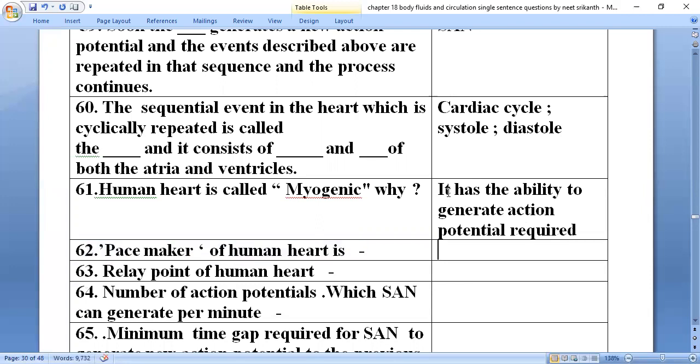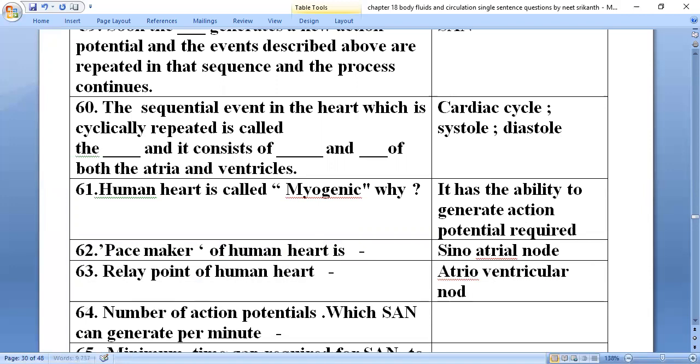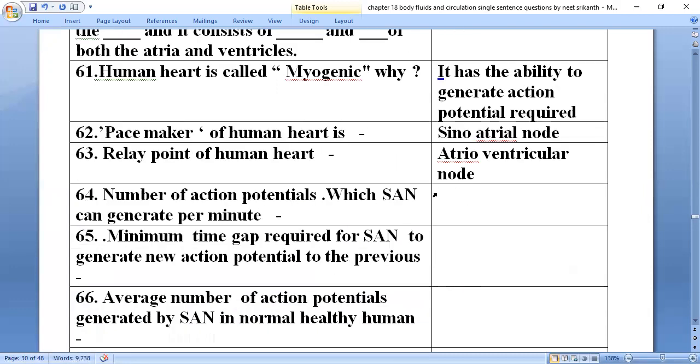Pacemaker of the human heart is the sinoatrial node. Relay point of human heart is the atrioventricular node. Number of action potentials which the sinoatrial node can generate is 100 beats. The minimum time gap required for the sinoatrial node to generate a new action potential after the previous one is about 0.6 seconds.